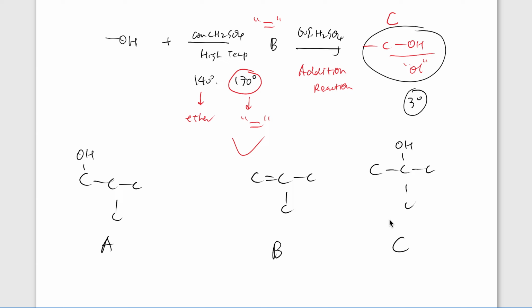What is the degree of unsaturation? Degree of unsaturation tells you whether you have any double bond. So 1 degree of unsaturation is either a double bond or a ring. 2 degrees of unsaturation could be a triple bond or 2 double bonds.